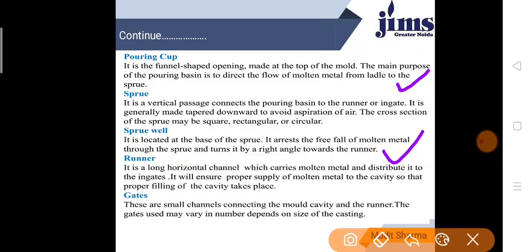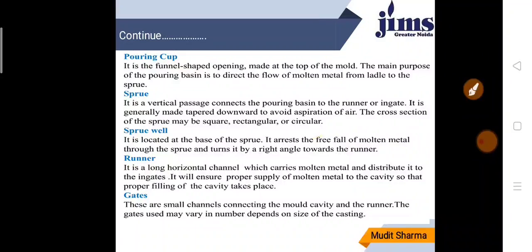Next is the runner. It plays a very important role. It is a long horizontal channel which carries molten metal and distributes it to the ingates. It will ensure proper supply of the molten metal. Gates we already discussed, and their different kinds.